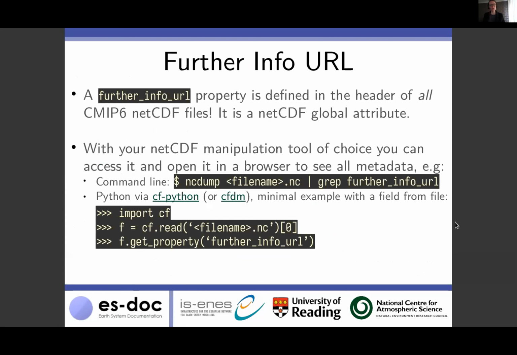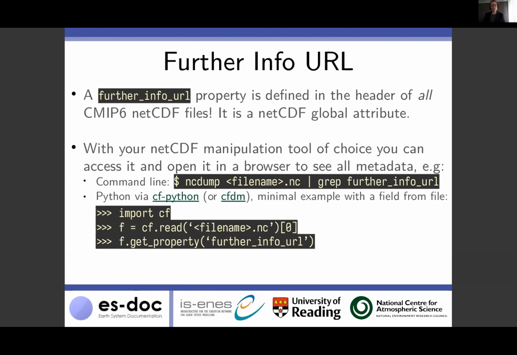Okay, so onto the further info URL, which, as I said, is the second of these main resources for CMIP6 that ESDoc provides. Essentially, it's two different things. It's a property that is provided in data sets and a corresponding web page. So I'll start by describing this property. Any CMIP6 netCDF dataset will have this further_info_url, with underscores between the words, and it'll have that as a netCDF global attribute, and you can just access that on your datasets.